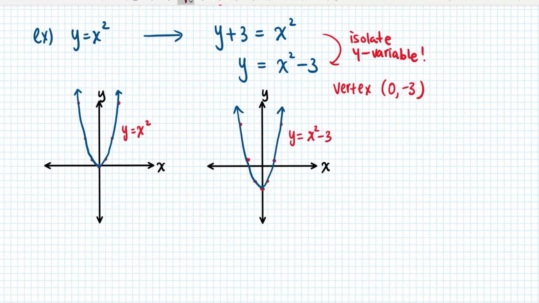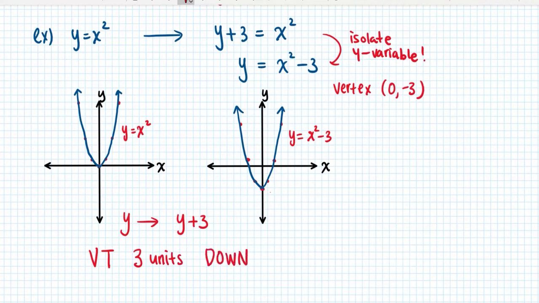Okay, so what happened to the graphs? If you compare the vertex, we notice that the vertex moves down 3 units vertically. So that's what happens when we add a positive constant to the variable y. Vertical translation, 3 units downwards. So when you're adding a positive constant to the variable y, that constant many units, the graph will be shifted downwards.